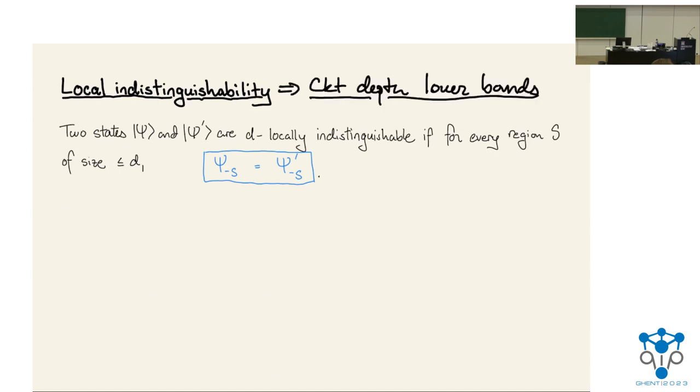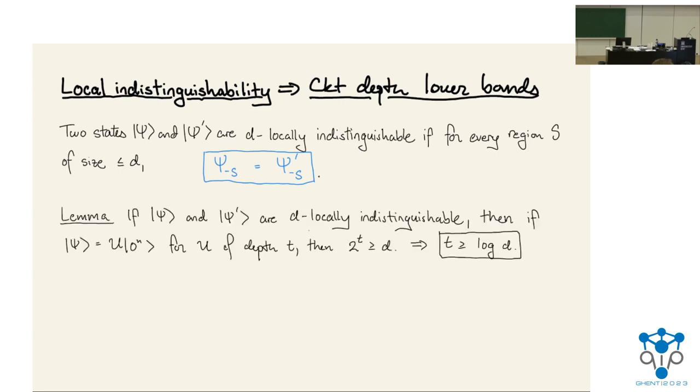Now let's prove that if you satisfy some notion of local indistinguishability, you actually can prove some circuit depth lower bound about these states. So let's say I have two states, psi and psi prime, that are D locally indistinguishable. And let's assume for contradiction that psi is the output of some circuit U of depth T. I'm going to argue that then 2 to the T must be at least D, which in turn says that T is at least log D and is a lower bound on the circuit depth of psi. Right?